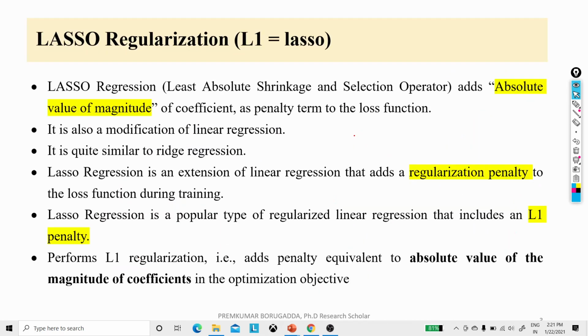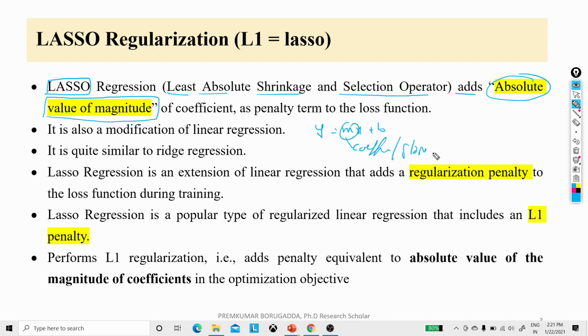So what is lasso regularization? It is also known as L1 lasso. The lasso full form is least absolute shrinkage and selection operator. This regression adds the absolute value of magnitude. In y equals mx plus b, this m is the coefficient, or what we call the slope.